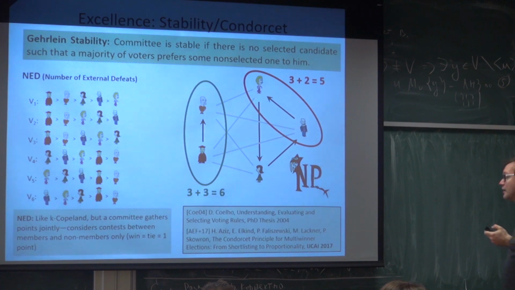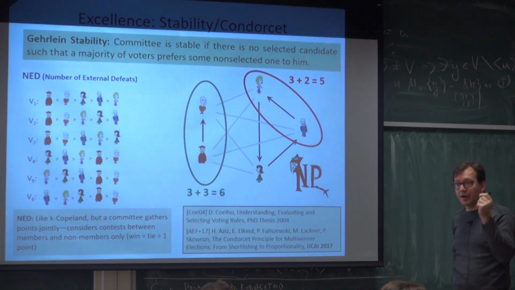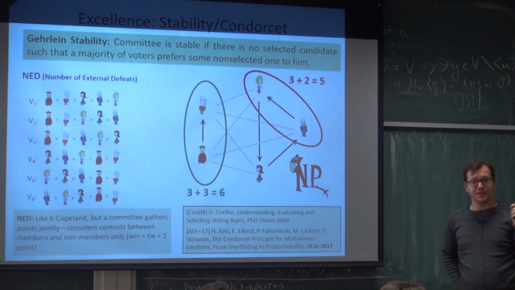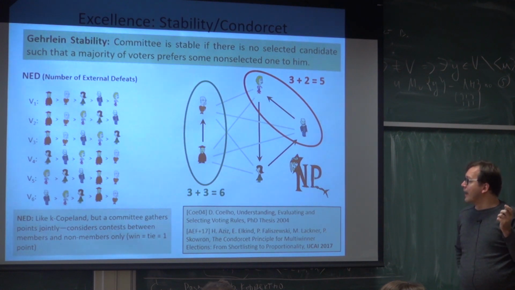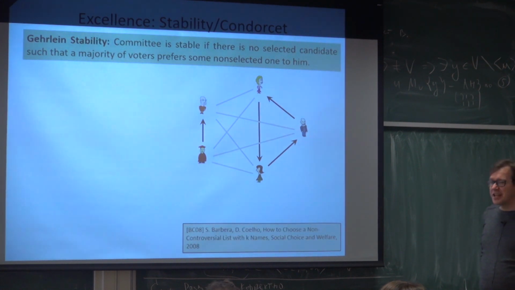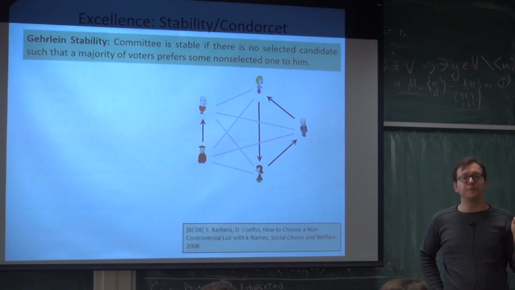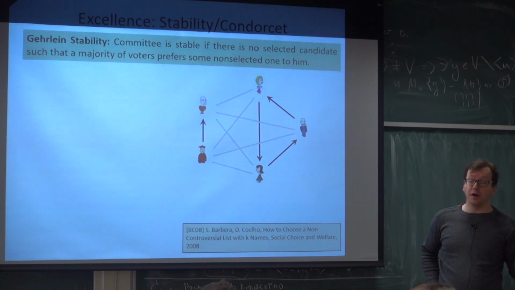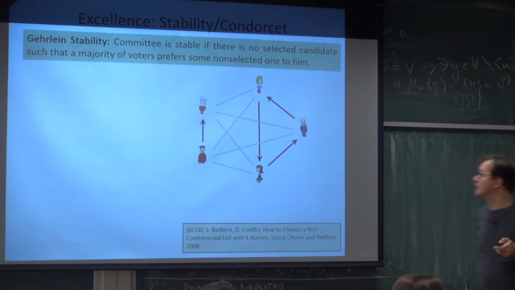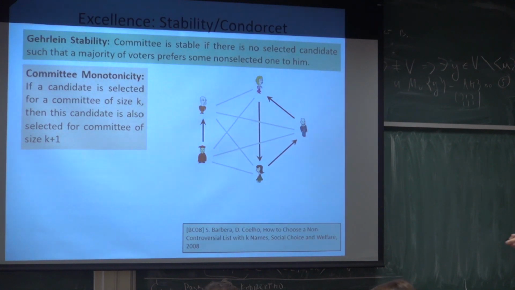Okay? The problem is that as soon as you require this Gehrlein stability, the rule becomes NP-complete. And there's actually a bigger problem. Of course, maybe you're convinced that this Gehrlein stability is a nice concept. I hope you are. At least it's somewhat nice. The problem is it's completely incompatible with committee monotonicity.